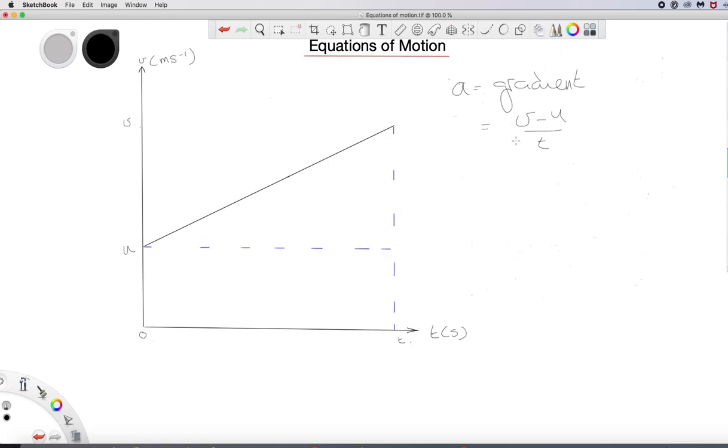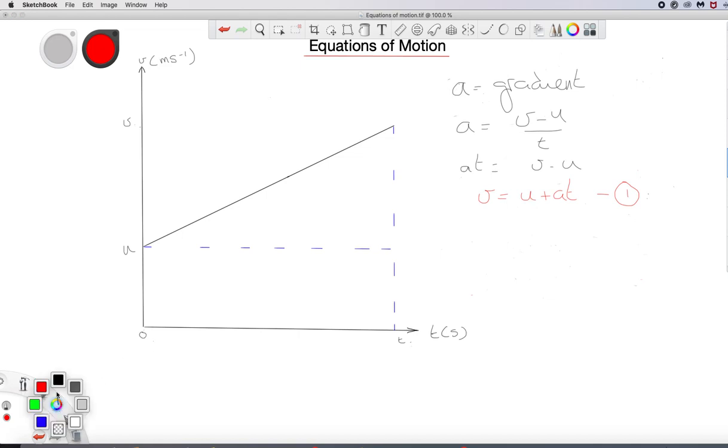So if we write that then, making v the subject, we'd have at equals v minus u. So then we would have v equals u plus at. And we'll call that equation 1. So there's our first equation of motion.